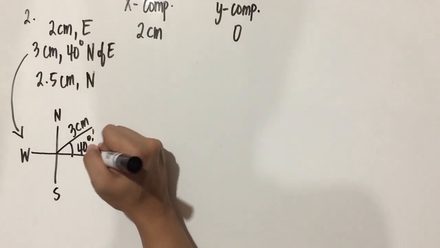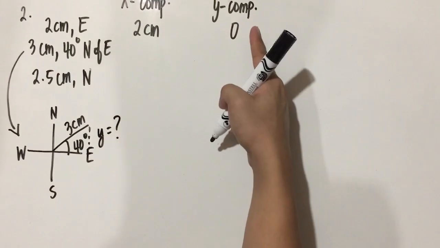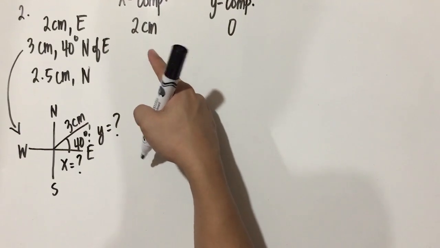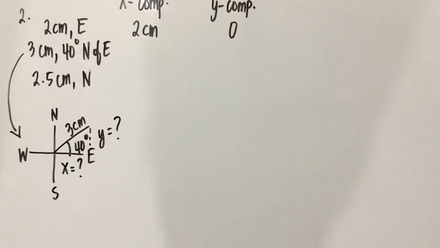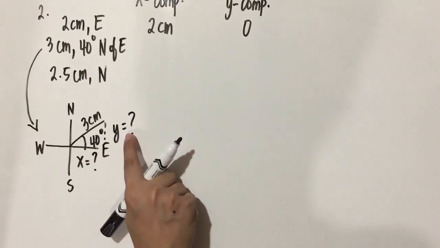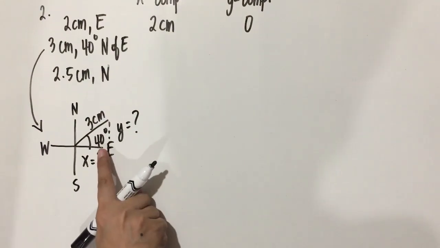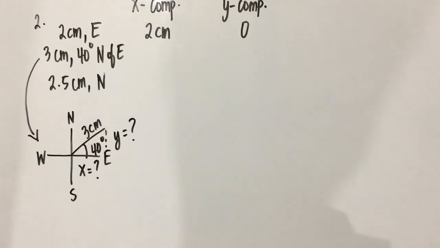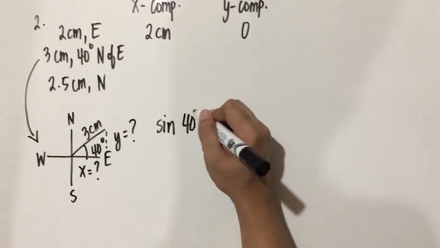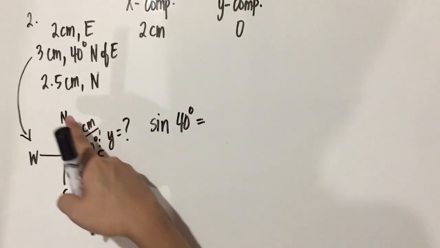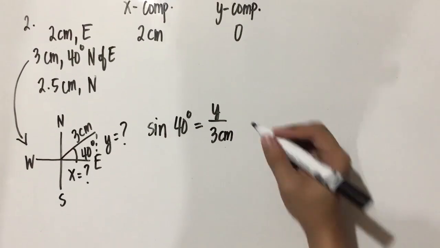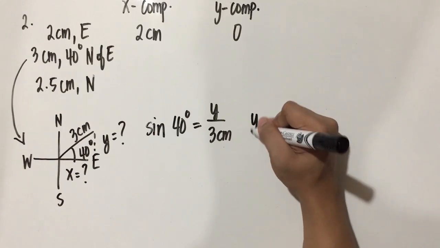So we have to identify the value of the y component and also the x component. Here we have 40 degrees, and we're given 3 centimeters. The opposite of that is y, and the hypotenuse is 3 centimeters. So we have to work with those given in order to get the value of y. That is sine, right? Sine 40 degrees is equal to opposite, which is y, over hypotenuse, which is 3 centimeters. That's the reason why we use sine. So do cross multiplication in order to get the value of y.